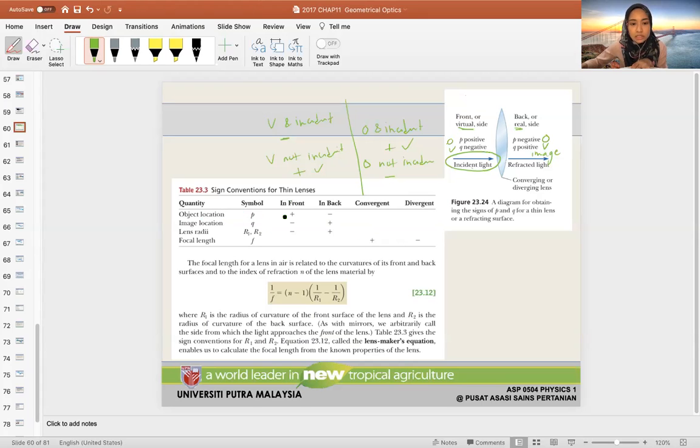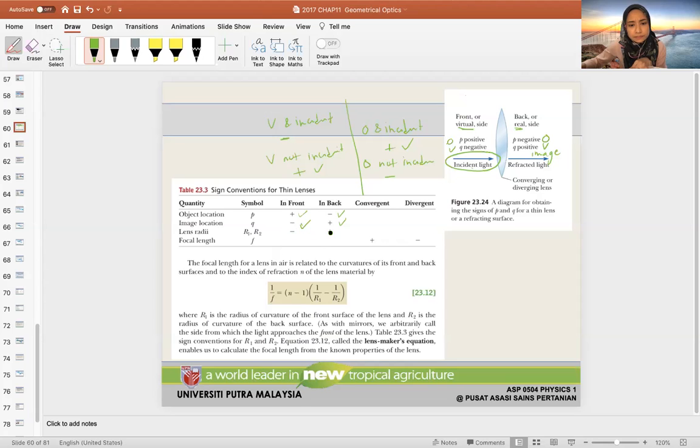So image location, if it's in the front of the lens, it's positive. If it's at the back, it's negative. Image location Q, if it's in front of the lens, this is not where we assume it to be. It's negative because it's at the virtual side. Positive if it's behind the lens because that is where we want it to be. Lens radius is R1, R2, radius of curvature. Wait, sorry, we call this curvature for lens. For the front part is negative.